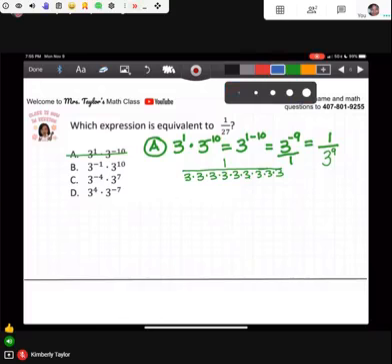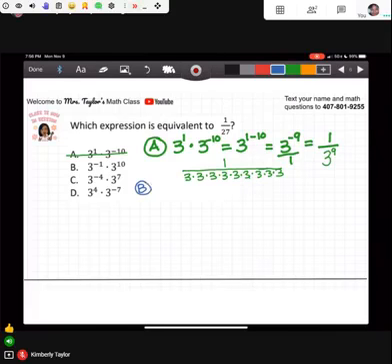Let's look at answer choice B. So for answer choice B, I have 3 to the negative 1 times 3 to the positive 10. Again, if you have the same base, you need to add the exponents. So this is 3, and this is negative 1 plus 10. This is going to get you 3 to the 9th power.